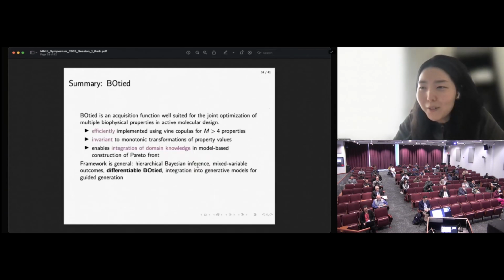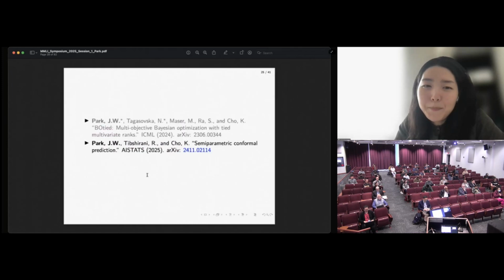I'll let you read the summary in the interest of time. I'll just say that an interesting future extension of this is the differentiable BOtied, which would be useful for doing guided generation. And let me know if you'd like to collaborate.